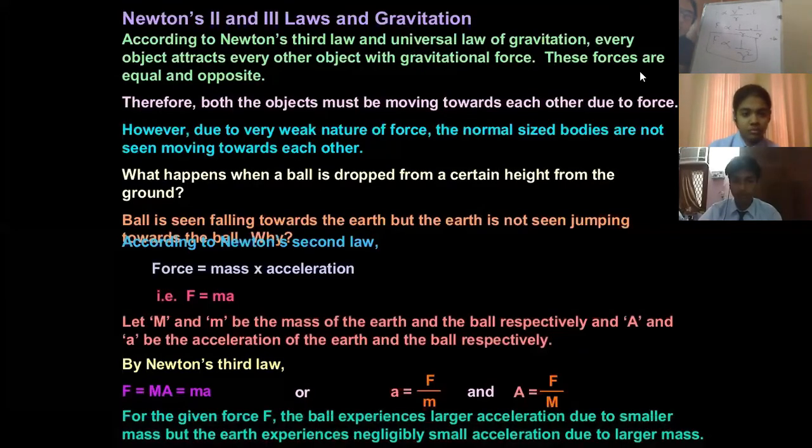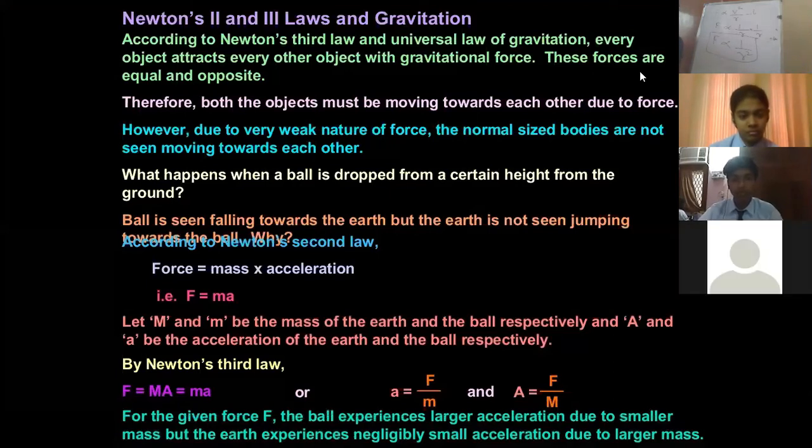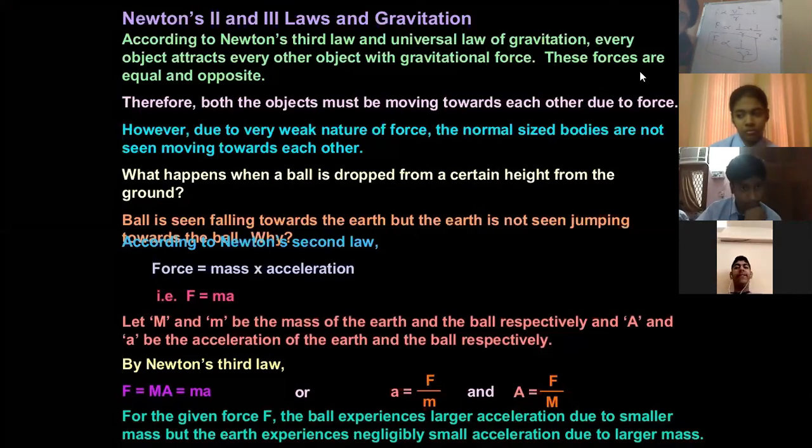According to Newton's universal law of gravitation, every object in this universe attracts every other object with a gravitational force that is directly proportional to the product of the masses and inversely proportional to the square of the distance between the two.